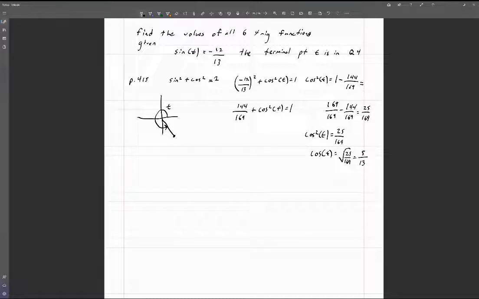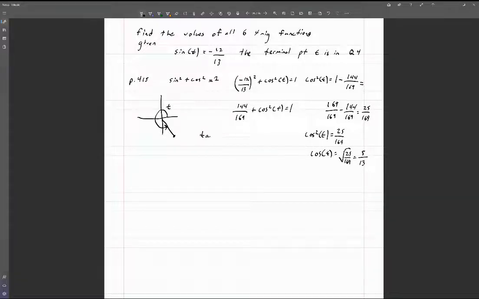When you take the square root of something, remember you always get two answers. So the fact that this is in quadrant 4 tells us how to adjust our answer here, whether we need to put a negative in front of this 5 over 13 or a positive resulting from the square root. In this case, since the x values in quadrant 4 are positive, we just leave this as 5/13. So that gets us one of our other trig functions. You can find the others like this.